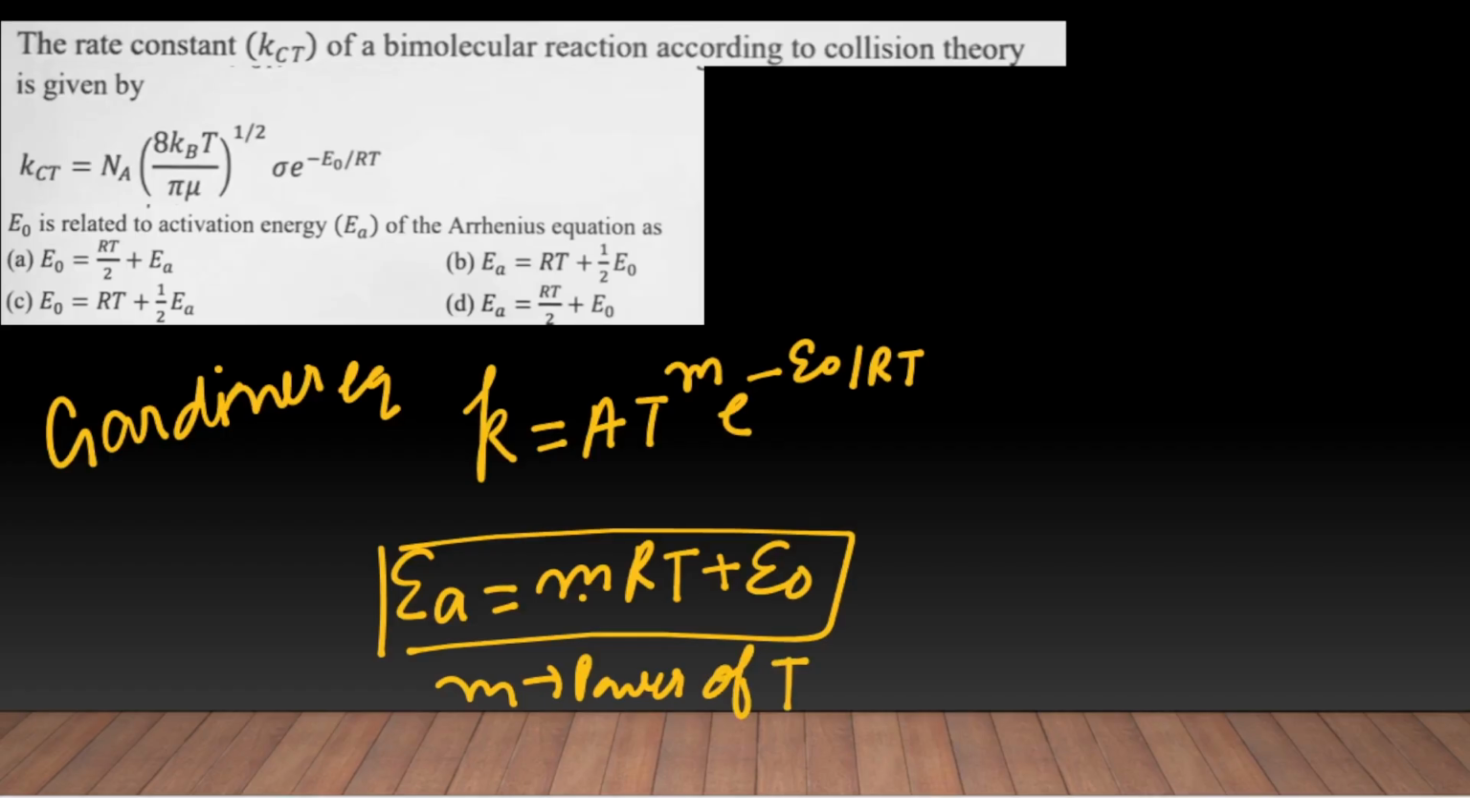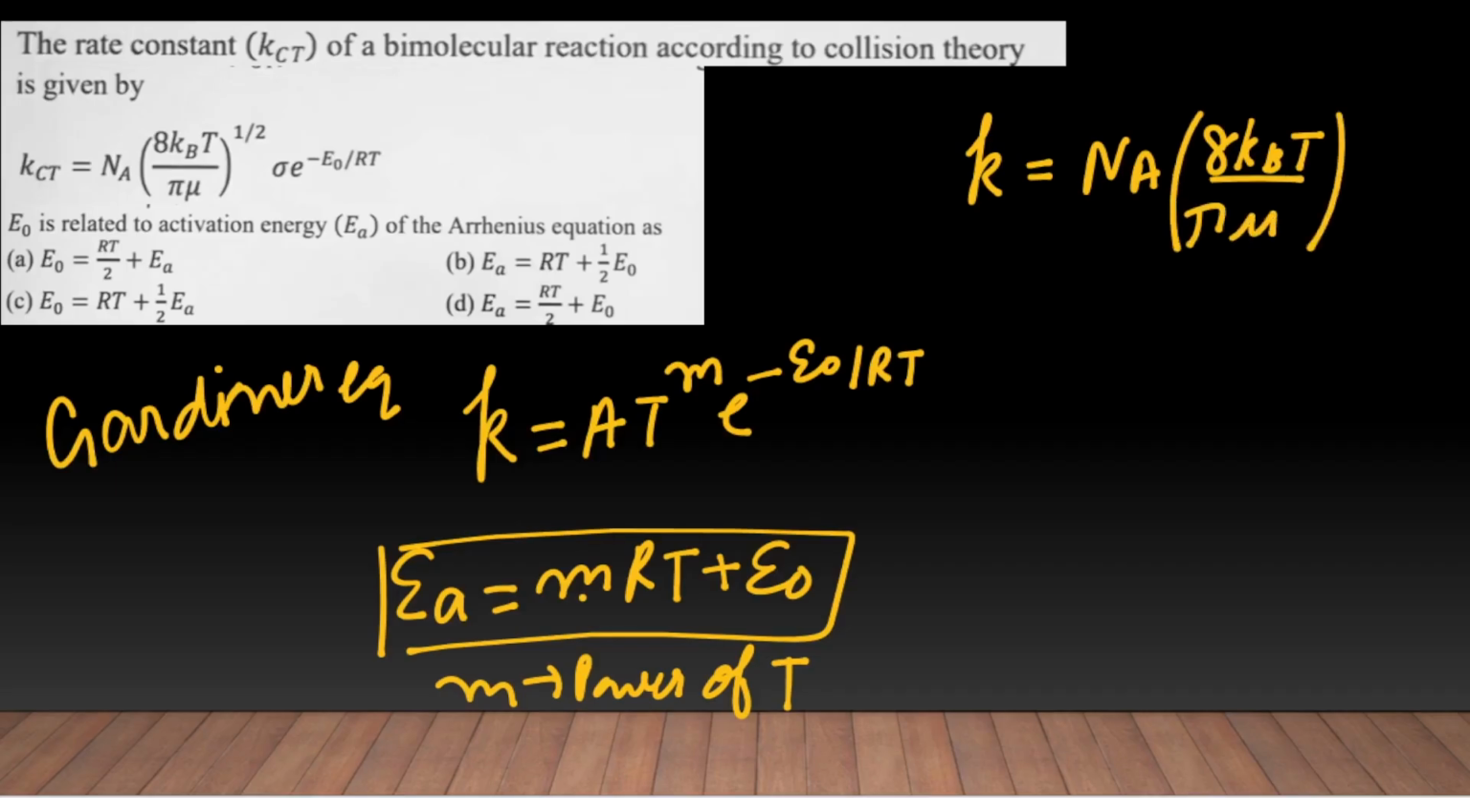So in the given expression of the rate constant K from collision theory, it is N_A into (8 k_B T upon pi mu) raised to the power of half, into sigma, into e raised to the power of minus E naught upon RT.